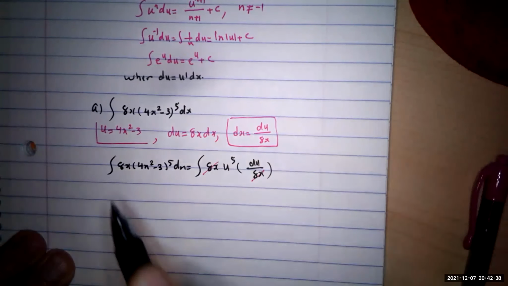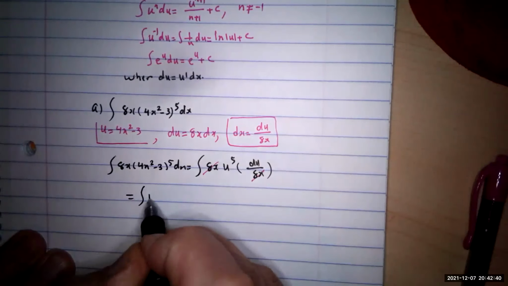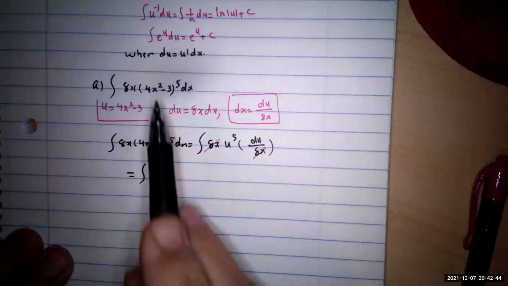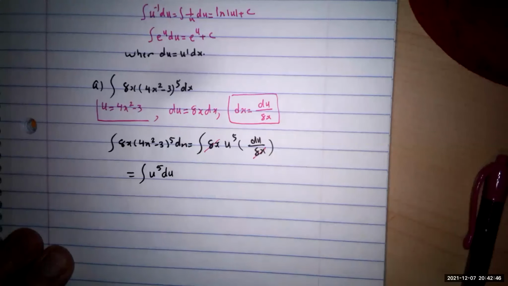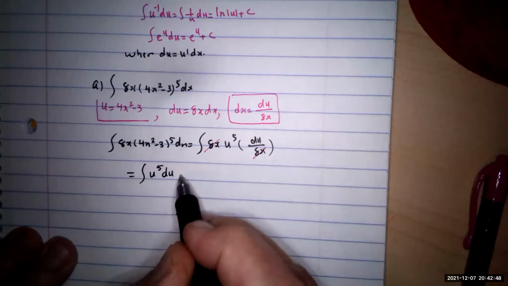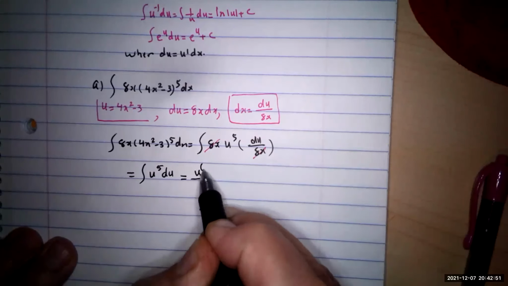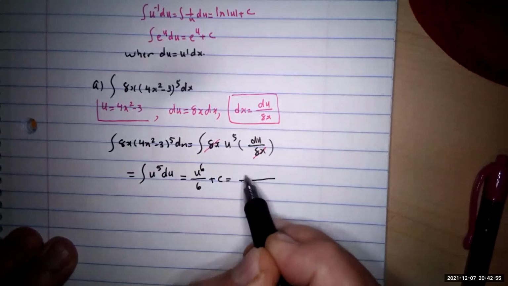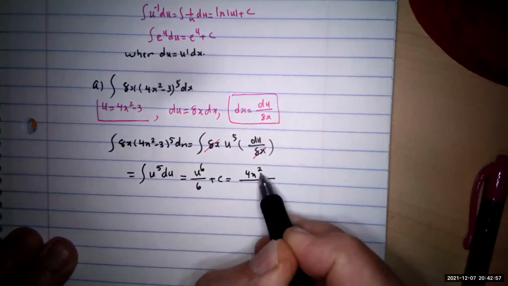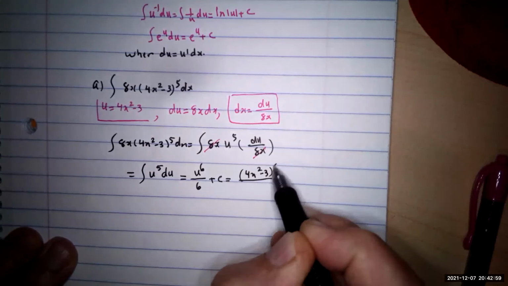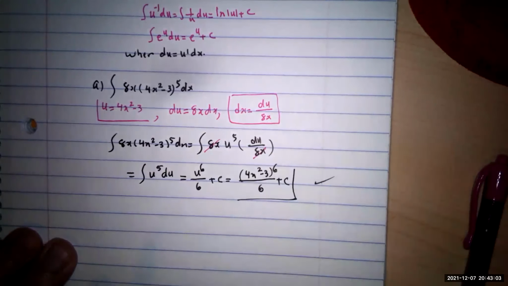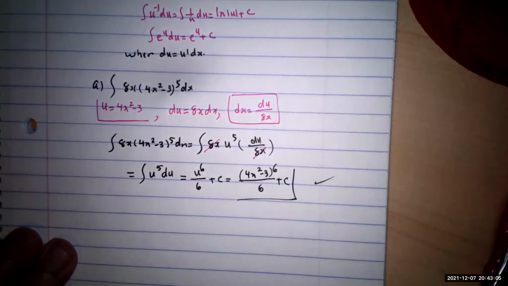So we got what we expected: u to the 5th du. That's it. You see the power was 5, so you must end up with u to the 5th. Now the action of integration: u to the 6th over 6 plus c. You substitute for the u. So it's (4x squared minus 3) to the 6th over 6 plus the constant c, and you're done. See, very straightforward. Any question?